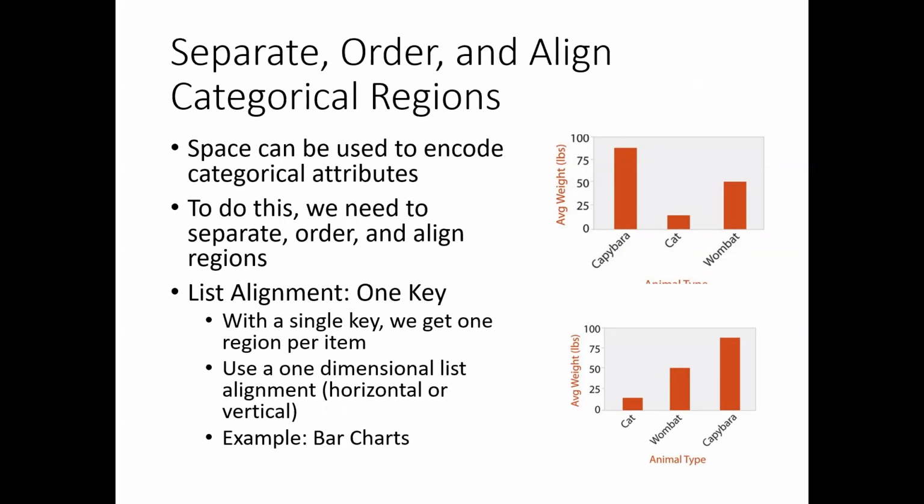We can also use tables to separate, order, and align categorical regions. And here we have two different elements. The first one shows the average weight in pounds for different categories of critters. There's capybaras, cats, and wombats. And I think these are encoded alphabetically in the first one. In the second one, they're encoded based on increasing weight. So, cat is the smallest in terms of weight, then wombat, and then capybara.